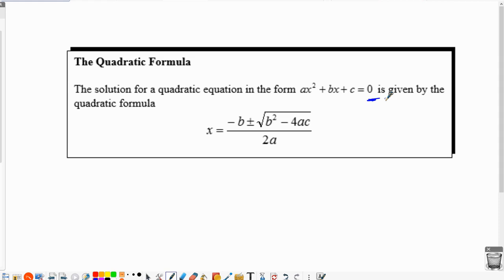It has to be 0 on one side. And then the a, b, and c are just the coefficients of the different pieces. That is, a is the coefficient of x squared, b is the coefficient of x, and c is the constant term, or the term that doesn't have any x.